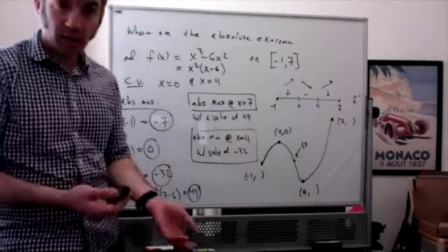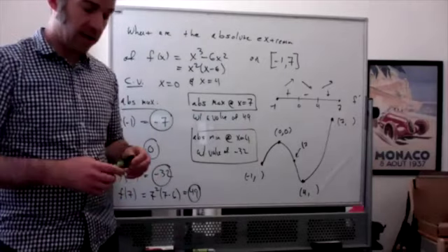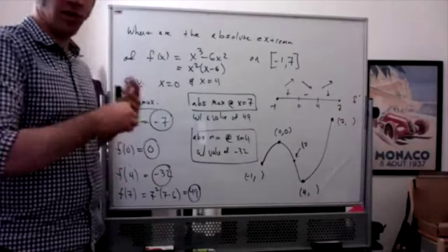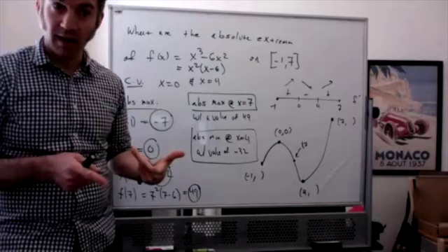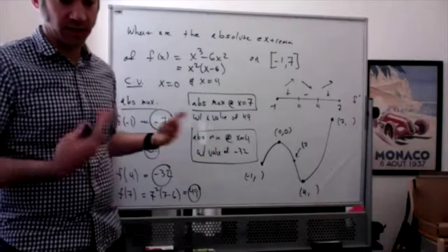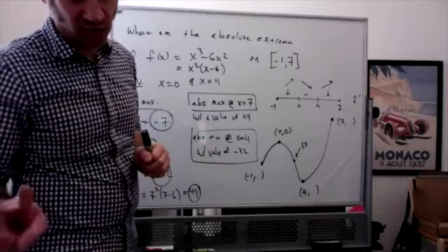So that's typically our process for finding absolute extrema. We find all the critical points in the interval, and then we ask ourselves, okay, where is it biggest, where is it smallest? Let's look at 2 more examples.